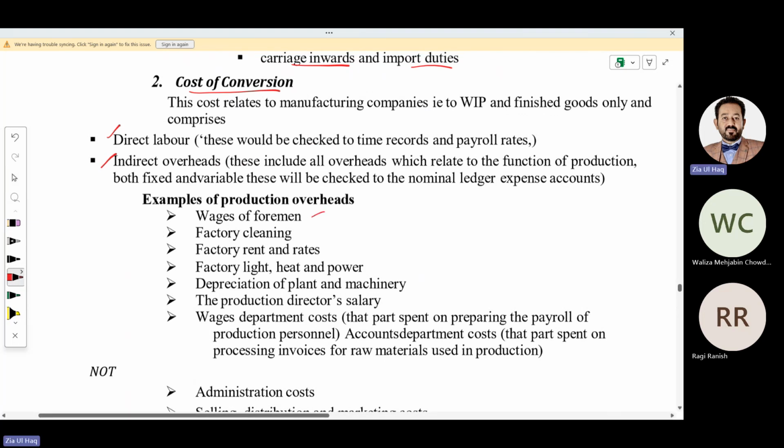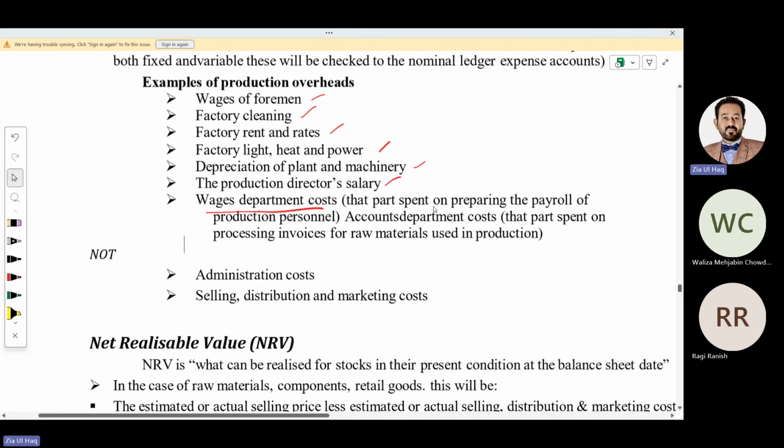Wages, foreman (meaning supervisor) wages, factory cleaning, factory rent and rates, factory light, heat, power, depreciation of plant and machinery used in production process, production director salaries, wages, department costs that are involved in production. Admin cost, selling and distribution should not be part of inventory cost as overheads because these are operating expenses rather than direct expenses.